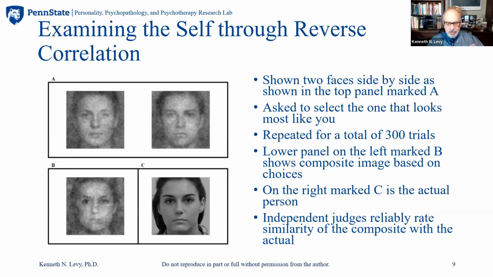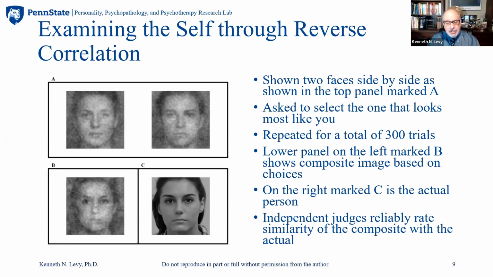This is a procedure called reverse correlation, where you show people two pictures, like in the A frame up top, and the person's supposed to pick the one that looks more like them, and neither of the pictures necessarily look like the person. So you have to pick based on some judgment or intuition of which is more like you. You get 300 trials of this, and based on the 300 trials, a composite picture is developed.